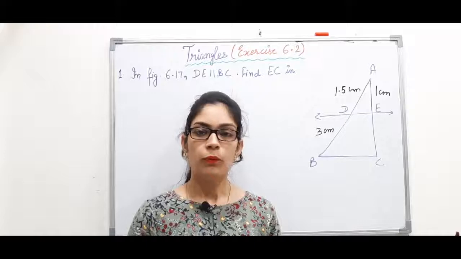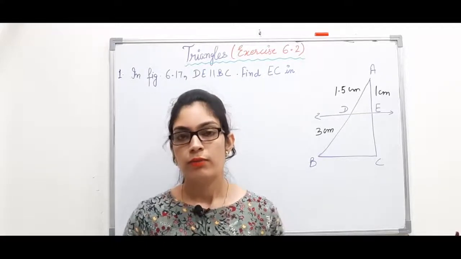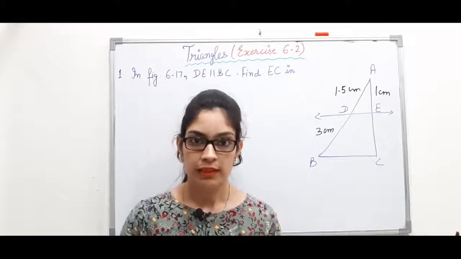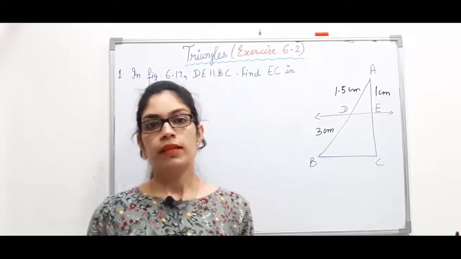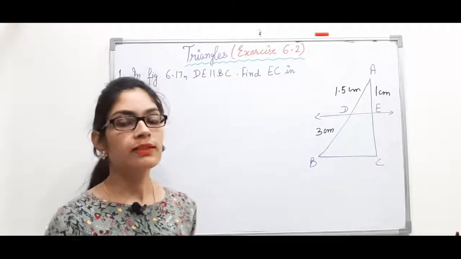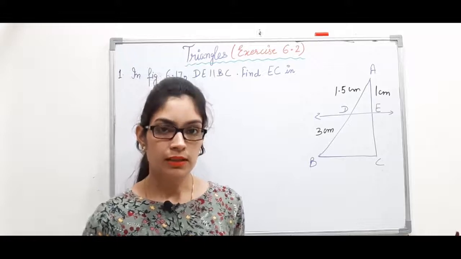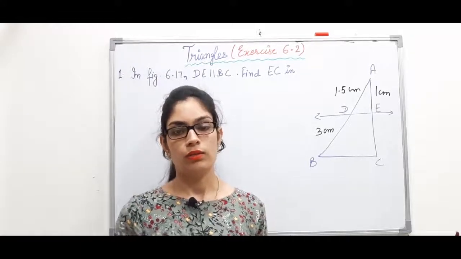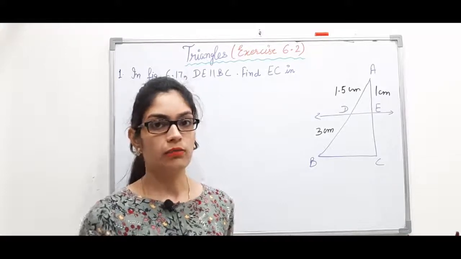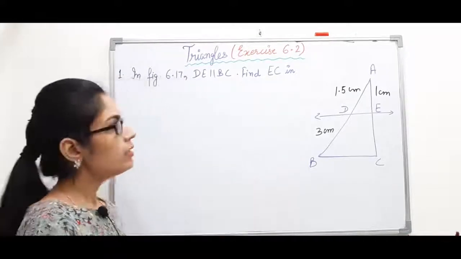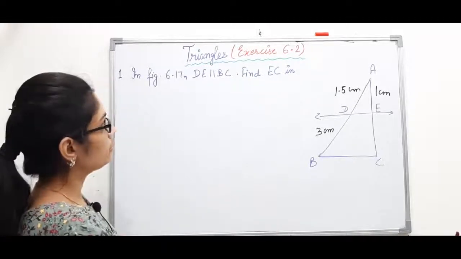So in this video we are going to do exercise 6.2 of triangles. We have already done the basic proportionality theorem and the converse of the basic proportionality theorem. That concept we are going to use in this exercise, and if you have not seen the video, I have shared a link in the description. You can check out that video also. Once you see the basic proportionality theorem and its converse, you can start with this exercise. So now without wasting any further time, let's start with the exercise.